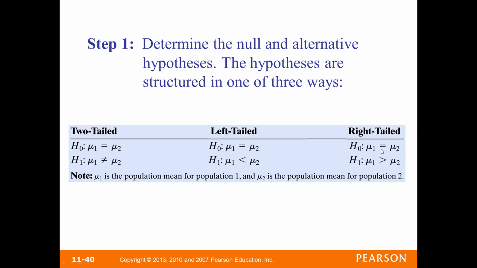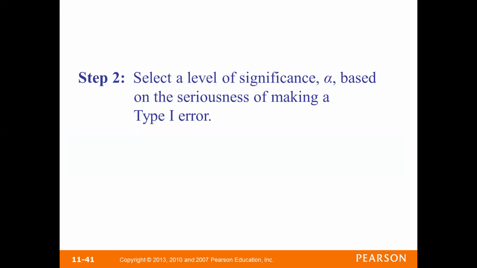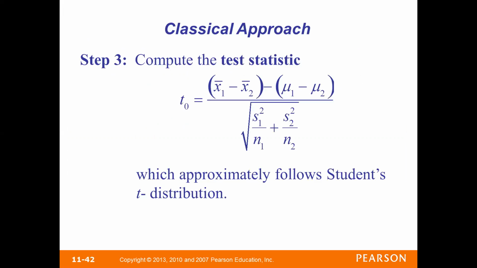So again, it's the same three setups that we had before. The first thing is always an equality statement for the null hypothesis, and the alternative is either not equal, less than, or greater than, dictated by the wording of the problem. The second step is also the same as what we've previously done. We have to pick a level of significance alpha. So we're going to pick the level of type 1 error we're willing to make.